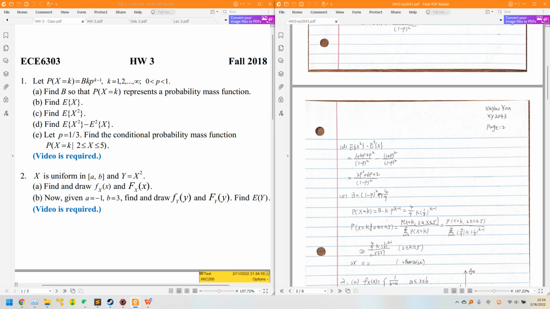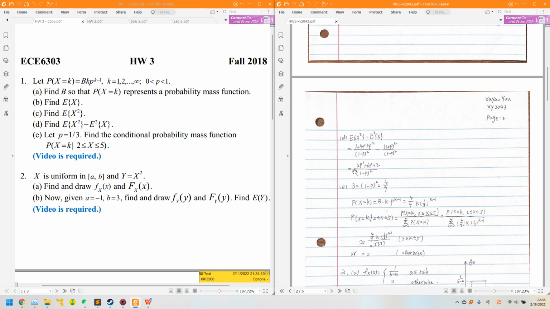And for problem D, we need to find the expectation of these two values, and these two values we have calculated in the previous two problems. So we just take the results into the equation, and we can get the final answer, which is (2p squared plus 6p plus 2) over (1 minus p) squared.